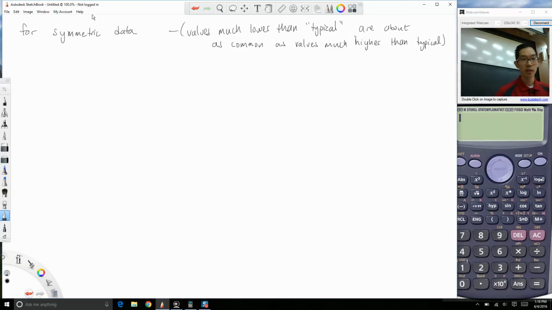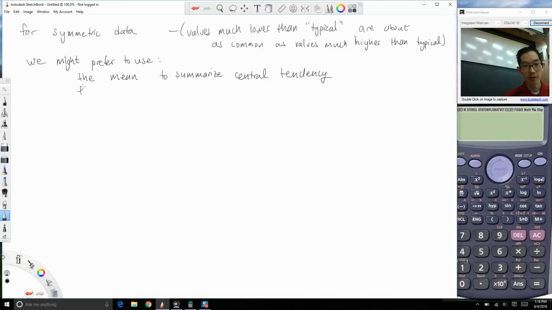Okay, and so for symmetric data, we might prefer to use the mean to summarize central tendency. And we might prefer the standard deviation, I'll write that out, for spread. Okay.